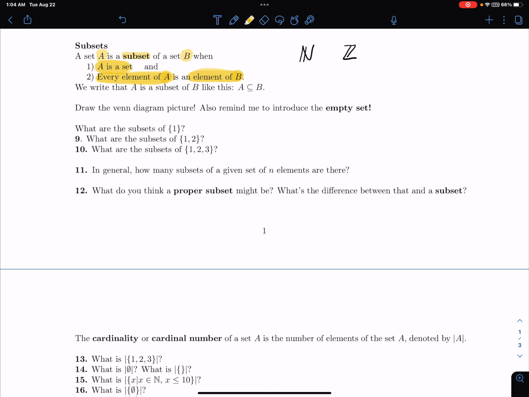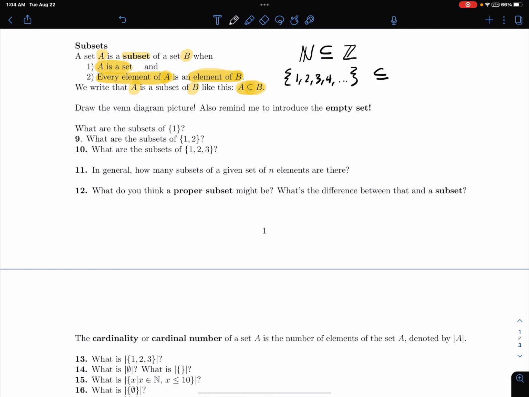The way that we write this is we say A is a subset of B, like this. We write A, and that's the subset symbol there, is a subset of B. So we can say natural numbers is a subset of the integers. Why is that? Because think about what's in the natural numbers. It's things like 1, 2, 3, 4, etc., right?